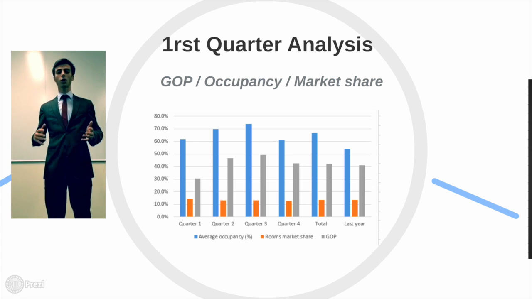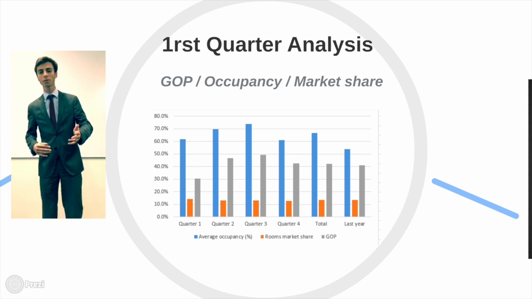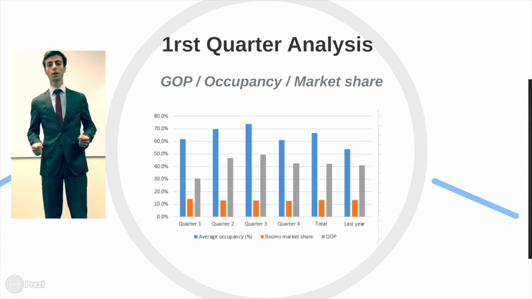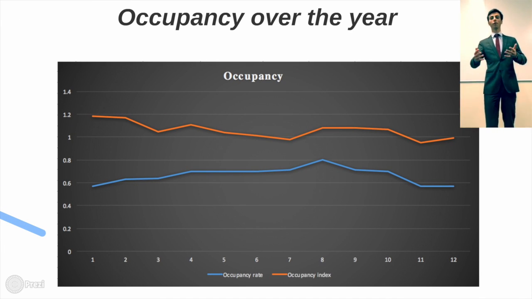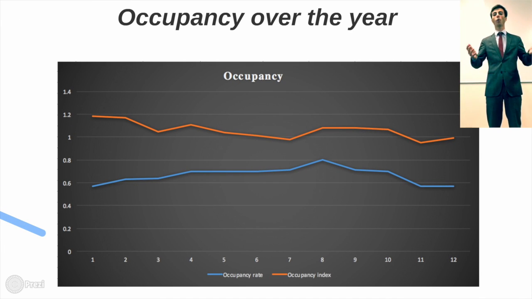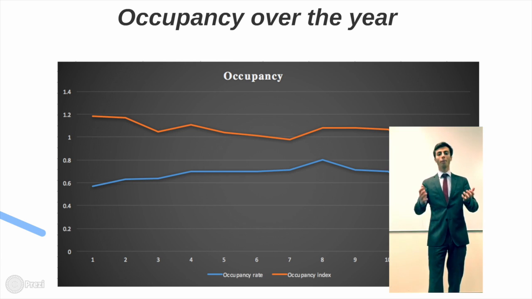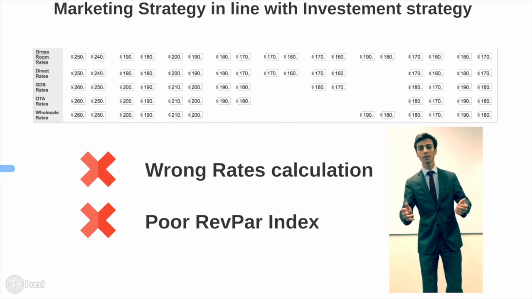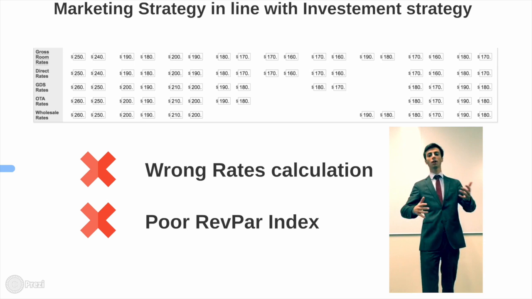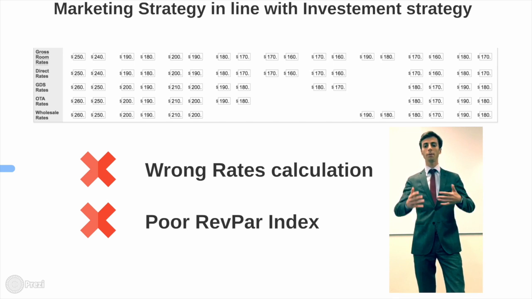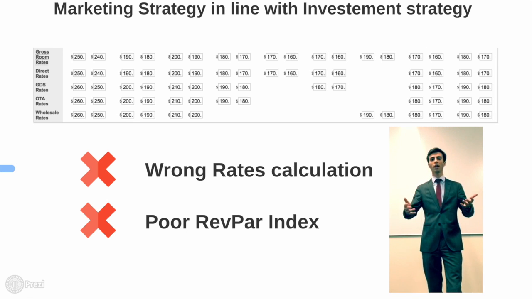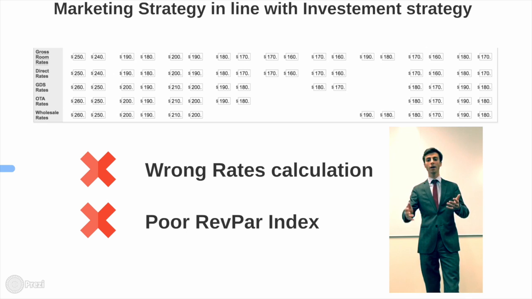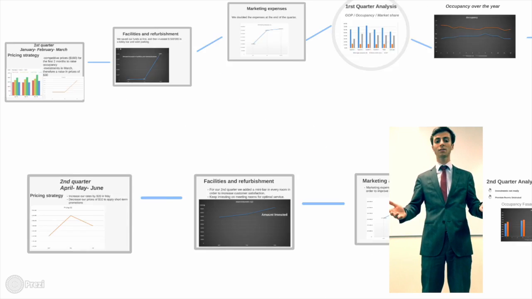Our quarterly average occupancy rate was about 61%, when that of our comp set was about 54%. Indeed, this strategy led us to an average occupancy index of 1.13. Our marketing strategy was quite accurate with our investment strategy. Besides, as we had the lowest prices, we did not need to spend that much money on marketing since low prices are already attractive. However, we miscalculated the rates we should apply, which led us to a poor RevPAR index.